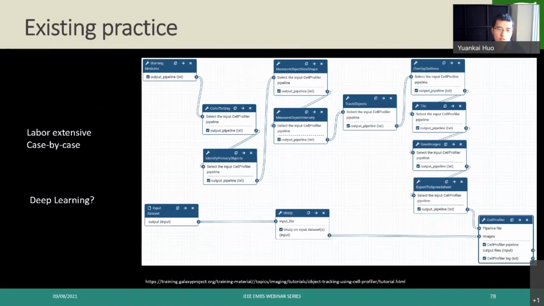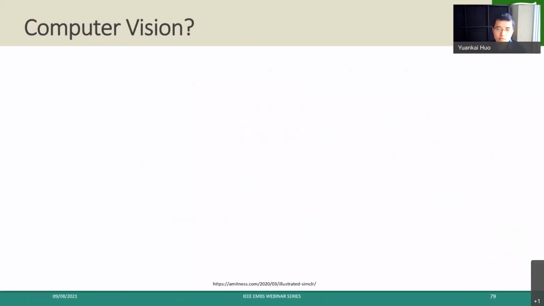So here is how biologists traditionally deal with these datasets. It is the traditional model-based image segmentation. For example, they can use CellProfiler or ImageJ to design the workflow and to segment and track the cells. Okay, and then we asked, can we develop some deep learning technology for this task to replace the time-consuming manual design efforts?